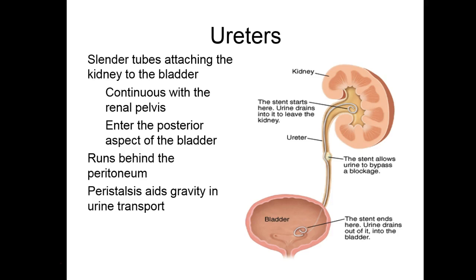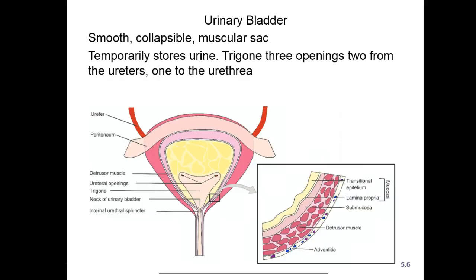And they come into the bladder not in a circular opening, and there is no sphincter there, it's kind of a slit. That slit opening in the posterior aspect of the bladder is such that there isn't any backflow, so the backflow of urine doesn't happen. It runs behind the peritoneum, and as I said, peristalsis aids in urine transport. It aids gravity in urine transport, but if gravity isn't working for you, like you're lying down, peristalsis still happens.